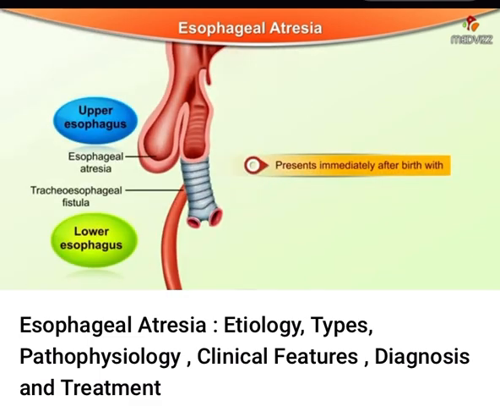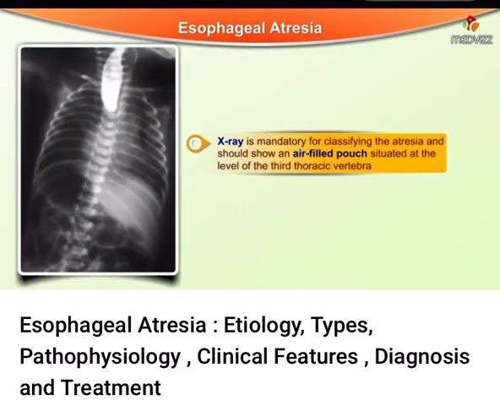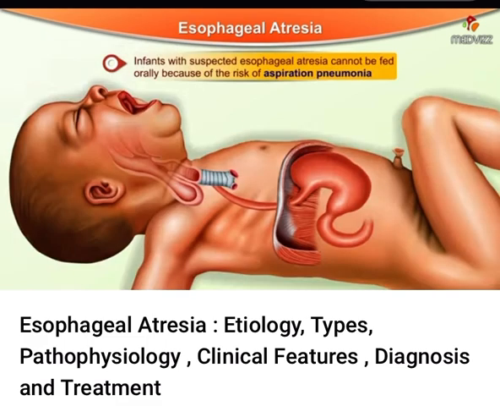It presents immediately after birth with cyanotic attacks, foaming at the mouth, and cough. It is diagnosed when there is a failure to pass a feeding tube into the stomach. X-ray is mandatory for classifying the atresia and should show an air-filled pouch situated at the level of the third thoracic vertebra. Infants with suspected esophageal atresia cannot be fed orally because of the risk of aspiration pneumonia.